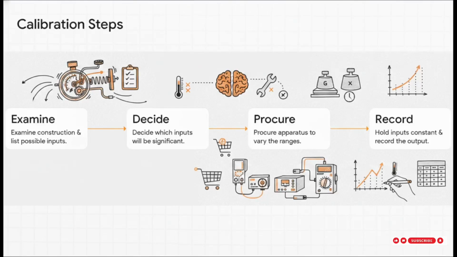Now, before we can even think about trusting a static reading, we've got to calibrate the instrument using these 4 logical steps. First up, you examine its construction and list out all the possible inputs. Next, decide which of those inputs actually matter for your specific setup. Then, you get the right apparatus to vary those ranges. And finally, you hold some inputs constant, vary the rest, and record the output against a known, trusted standard.